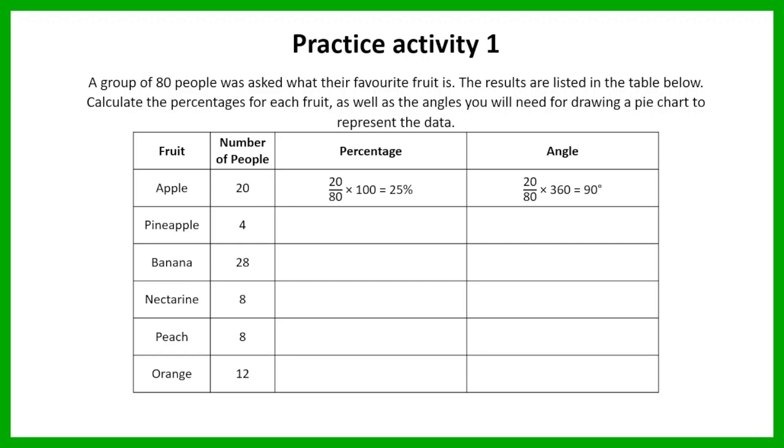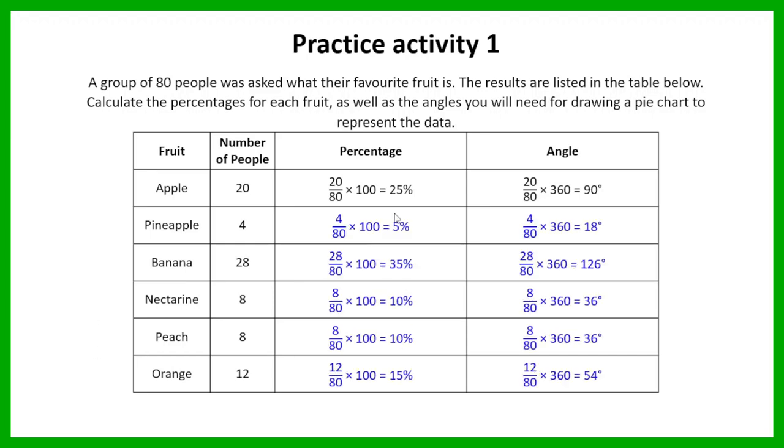Okay, so let's take a look at what your graph or what your table should look like. So over here, when you fill in all of these, you should end up with 5% for pineapple, 35% for banana, 10% for nectarines, 10% for peaches, 15% for oranges, and then your angles, you should have got 18 degrees for pineapple, 126 degrees for bananas, 36 degrees for nectarines, 36 degrees for peaches as well, and 54 degrees for oranges. So that's what you should have got for your table.